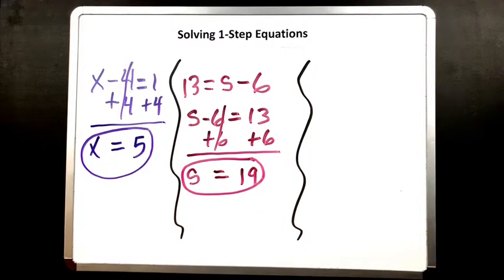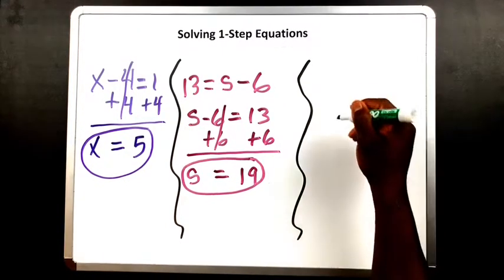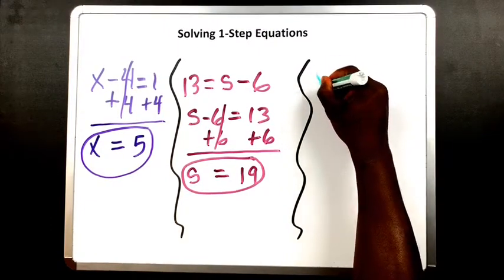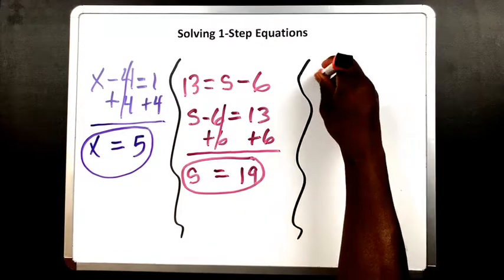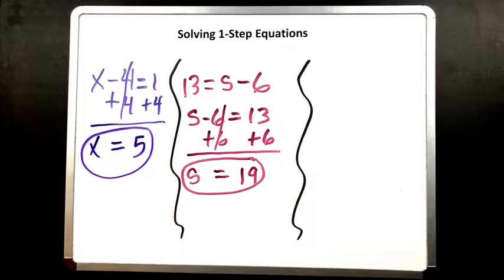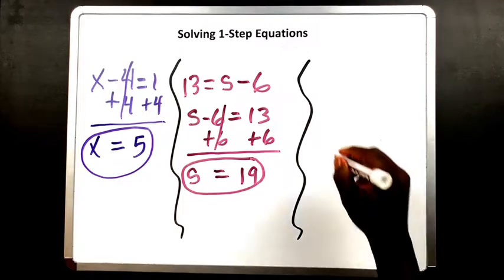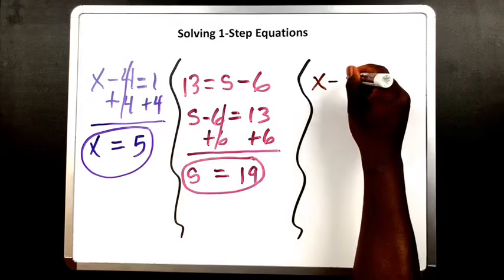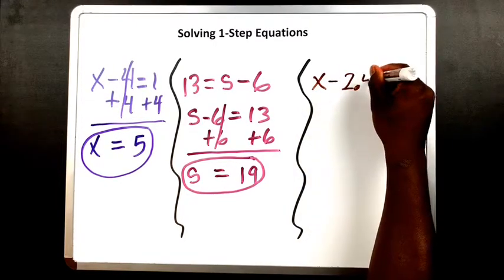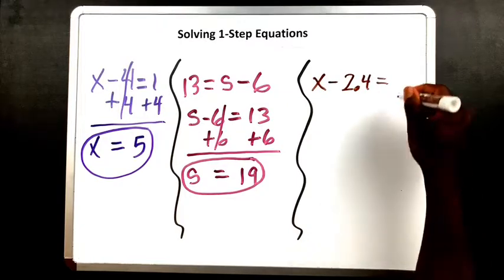Okay? Now, let's say you're given a problem where instead of dealing with whole numbers, you're dealing with decimals. Doesn't matter. The process doesn't change. So let's say I have something where I have x. I don't like that. So I am going to use a better marker. That green doesn't seem to be working very well. How about I try this one here? Okay, so let's say we have x minus 2.4 equals 10.8.